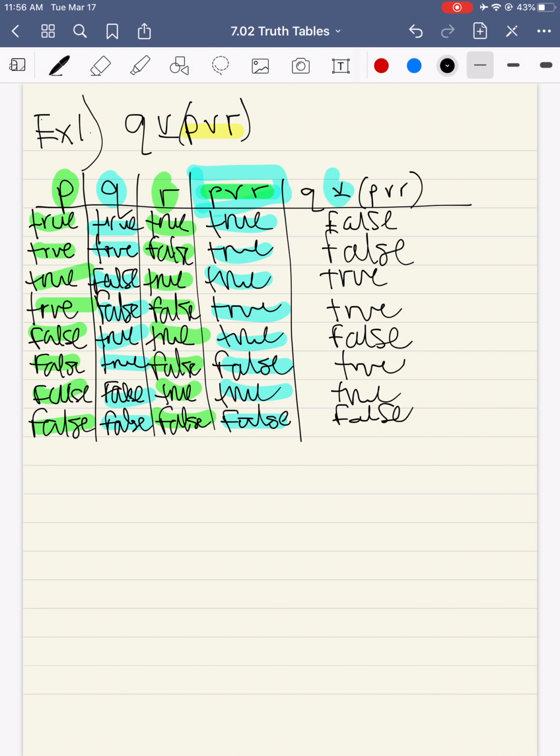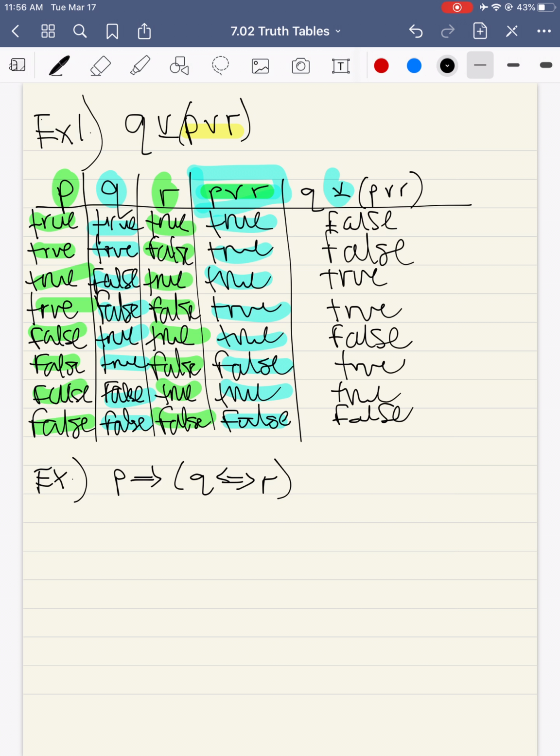So that is our first example here. The next one that I'm going to do is using the if-then statement. So let's take a look at if-then for our second example. So we have P implies Q if and only if R.